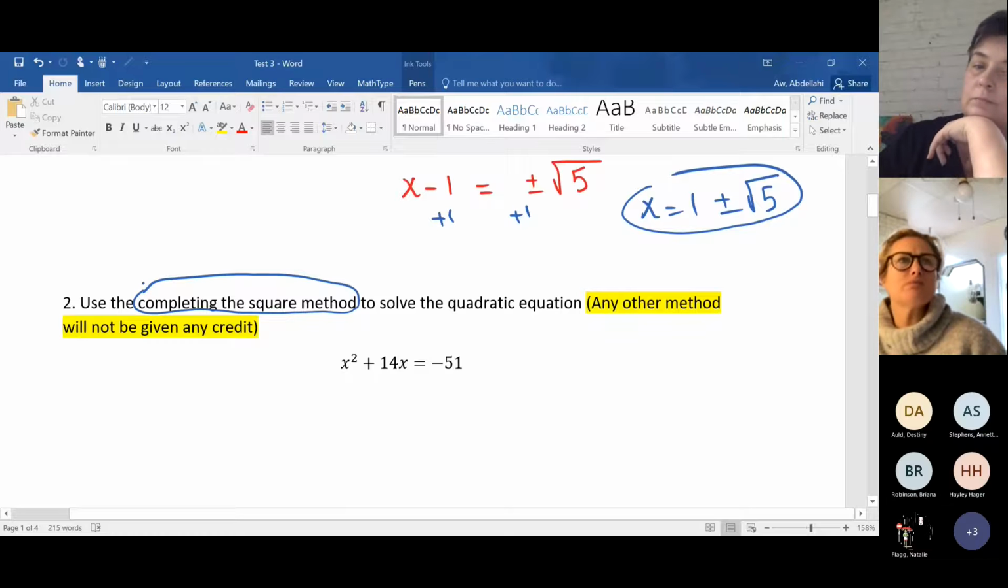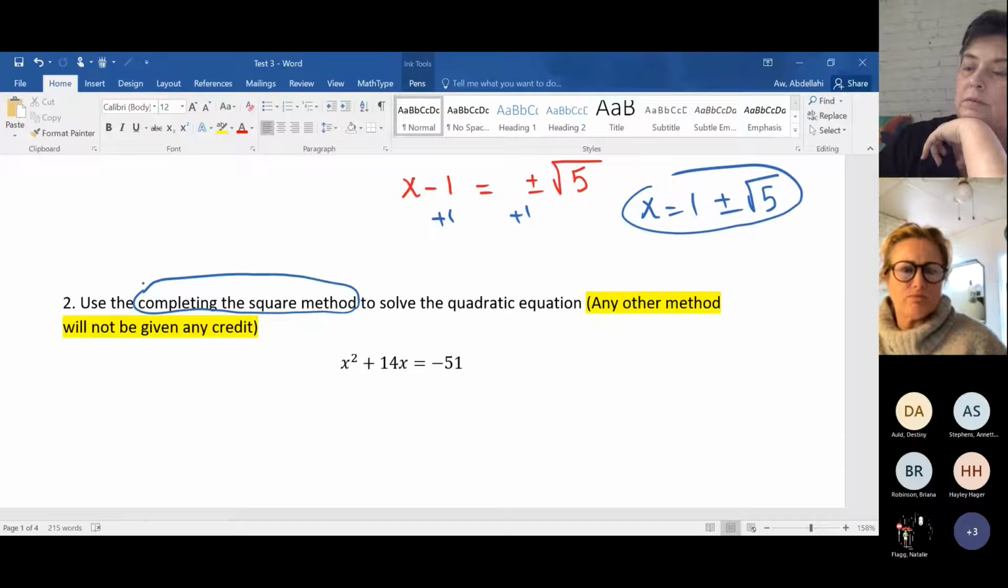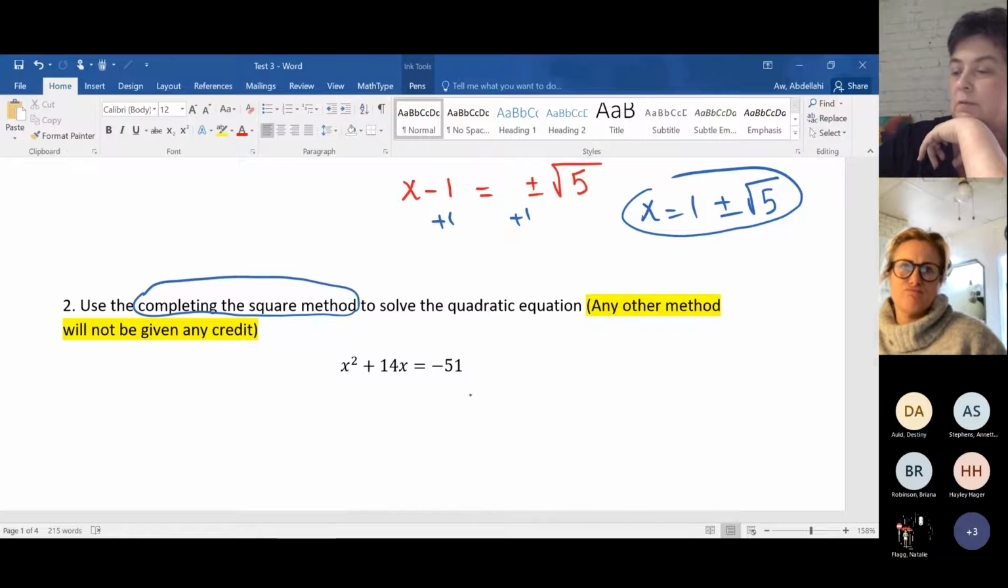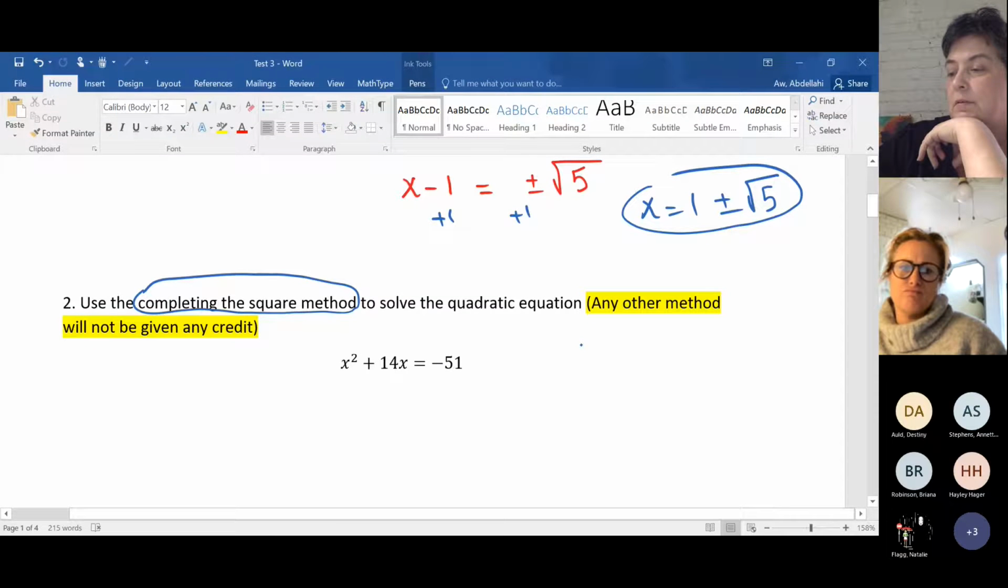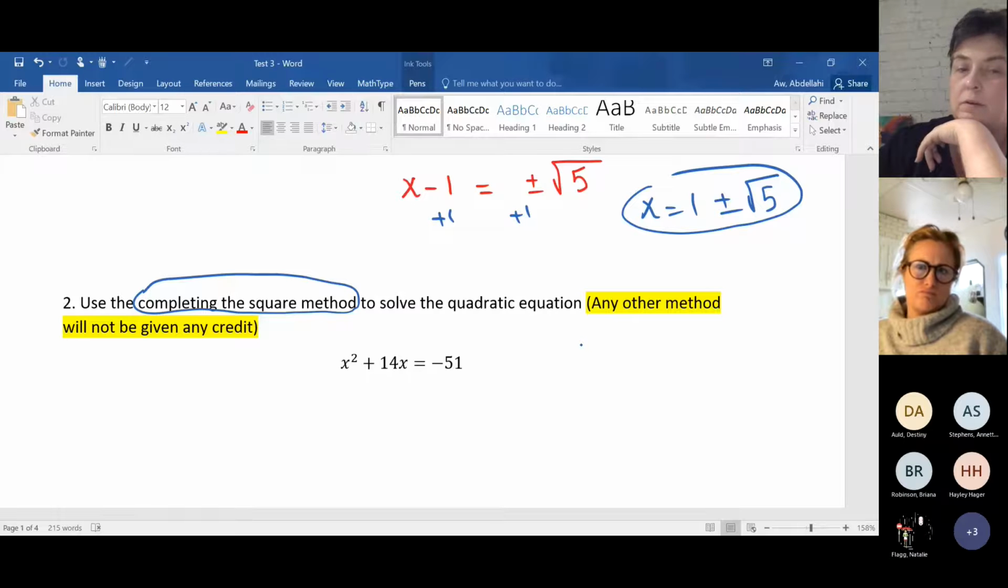Maybe on the final exam, maybe they will just say solve, and then you will have the choice of the method, right? But every time we single out a method, if you want to get the credit, you have to follow the method. And you see, this example is a good example for completing the square, right? Can somebody tell me what is the number we need to add on the left side to make it a perfect square?